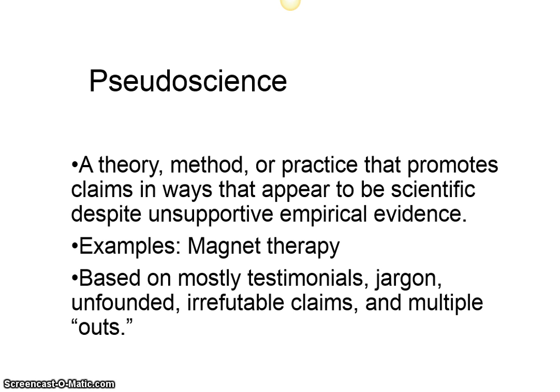Another out they might give is that the magnet was placed on the wrong spot on your body. Another out they might give is that everyone's body will respond differently to magnets. They might say magnets were the wrong size or the wrong type or shape, and so therefore you need to buy another magnet, maybe a more expensive one, maybe one that's stronger. They might say the magnets weren't long enough, etc. So you know what I'm getting at. Pseudoscience is not empirically supported. No empirical evidence.